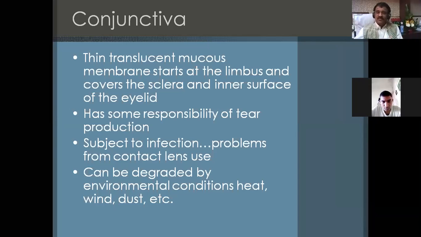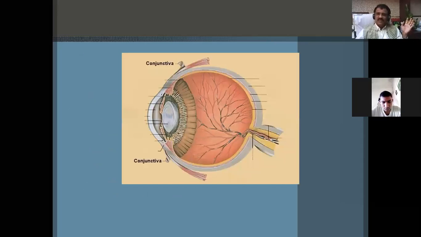Okay. Problems from contact lens use also cause infection. Contact lens which you get to put on the cornea. You remember the movie Bazigar, okay? Shah Rukh Khan uses that to change the face. It can be degraded by environmental conditions such as heat, wind, dust, etc. Even if you go on a bike without wearing a wind guard on the eye, your conjunctiva easily becomes reddened, and that is conjunctivitis, one type of conjunctivitis.